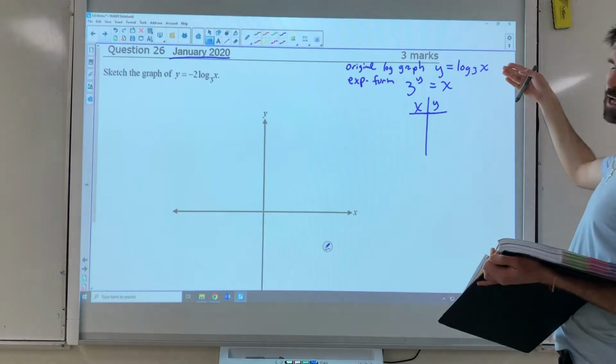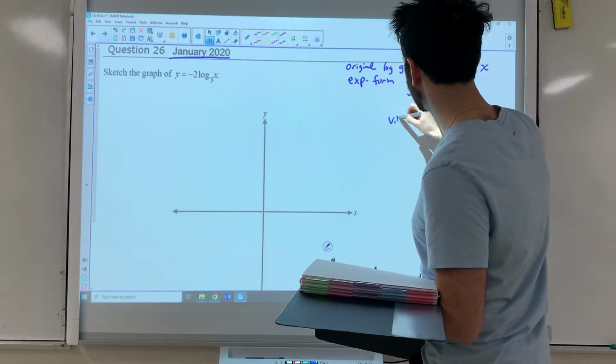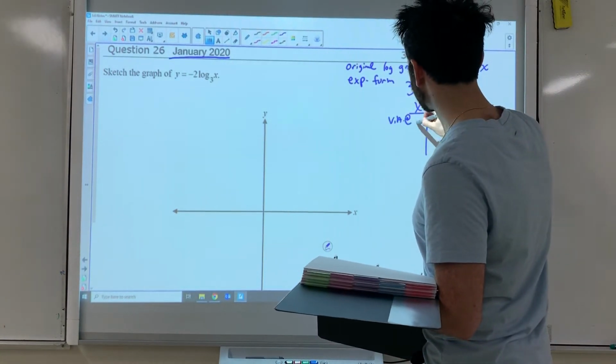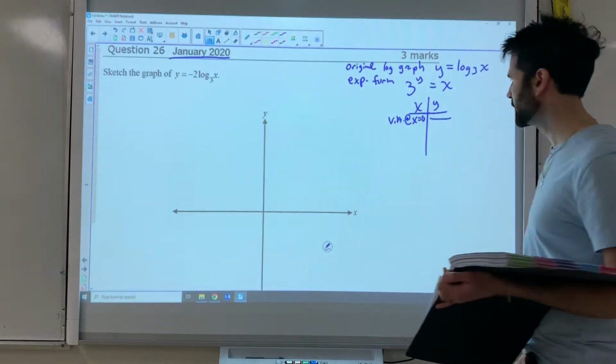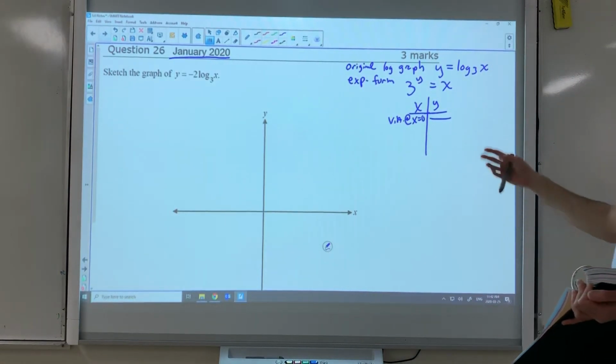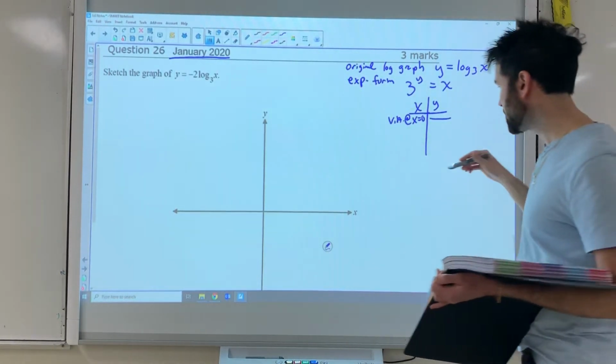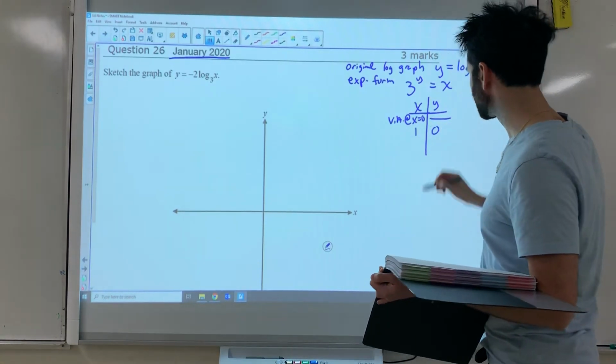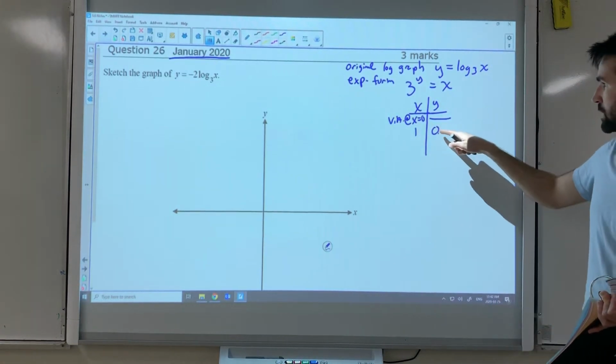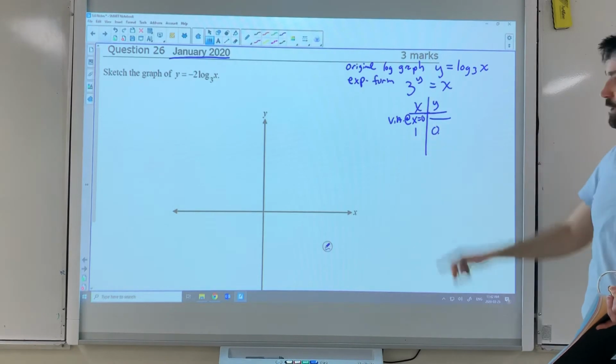We know the vertical asymptote, right? We know vertical asymptote is at x equals 0, okay? What else? Well, we know the point (1, 0) is on the graph, right? When x is 1, y is 0, and we can double check. If y is 0, 3 to the 0 is 1.